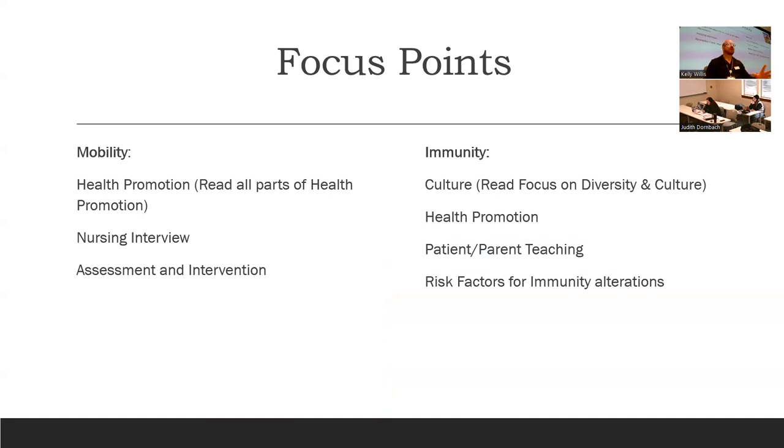Okay, so I added the focus points at the beginning, and then we'll go. So mobility and immunity, we're not going to cover a whole lot of immunity. You don't need to know anything cellular, just some nursing care. We'll start with mobility. Read all parts of health promotion, nursing interview, assessment, and intervention. And then I would definitely read your assignment, but this could be a focus. For immunity, read the focus on diversity and culture, health promotion, patient parent teaching, and risk factors for immunity. And there might be some risk factors for mobility too, so know those.